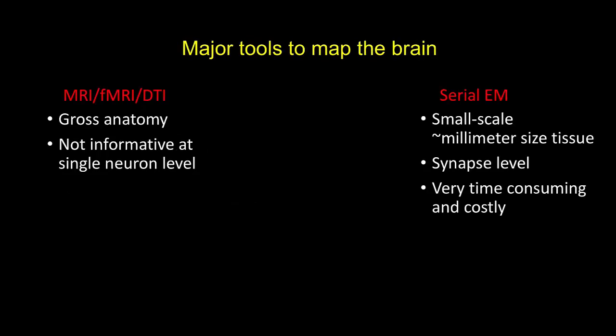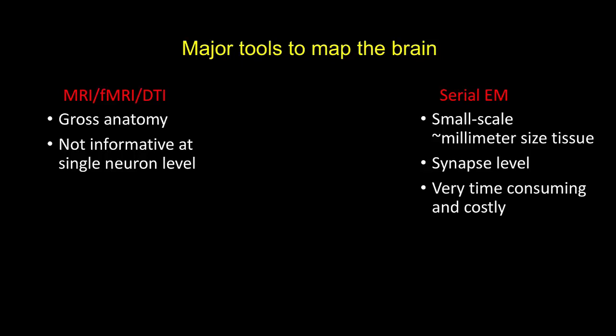The major tools so far to map the brain have been, on the one hand, MRI, fMRI, or DTI-like methods, with which you can see the gross anatomy of the entire brain, but not at very high resolution. You don't see individual neurons, just the gross morphology. You see the cortex, parts of the cortex or the hippocampus, but not individual neurons. The good thing about these approaches is that you can of course get information from live human beings and follow them over time.